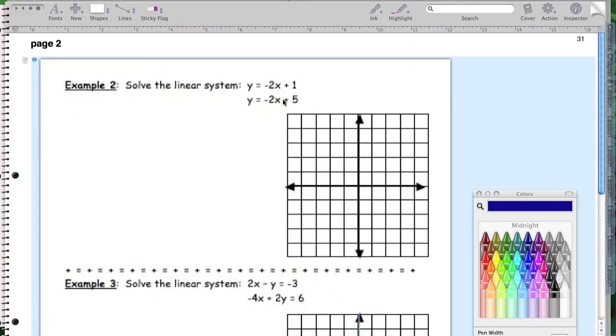Let's try another linear system. y equals negative 2x plus 1 and y equals negative 2x plus 5. Now in your head you might be thinking, whoa, whoa, whoa. At least I hope you are. We have the same slope. That means something very important. That means that they should be parallel lines.